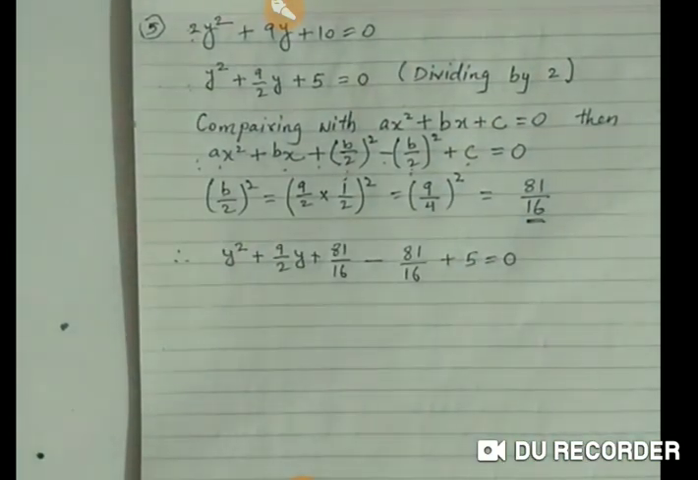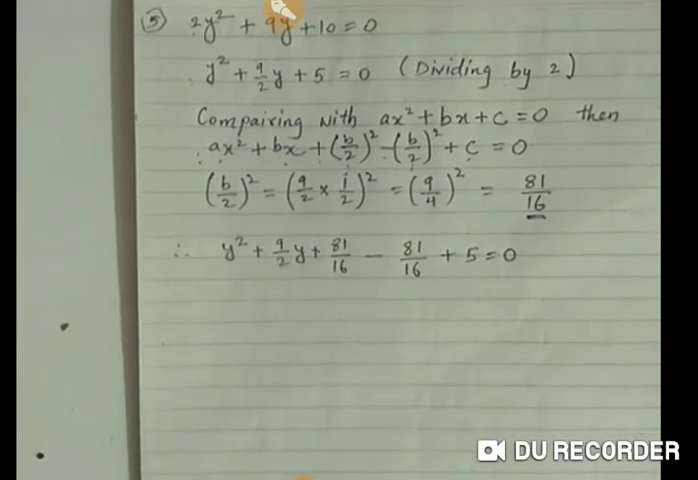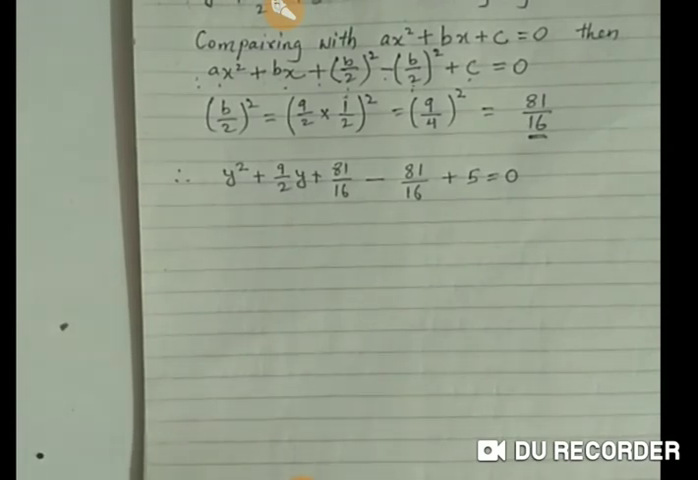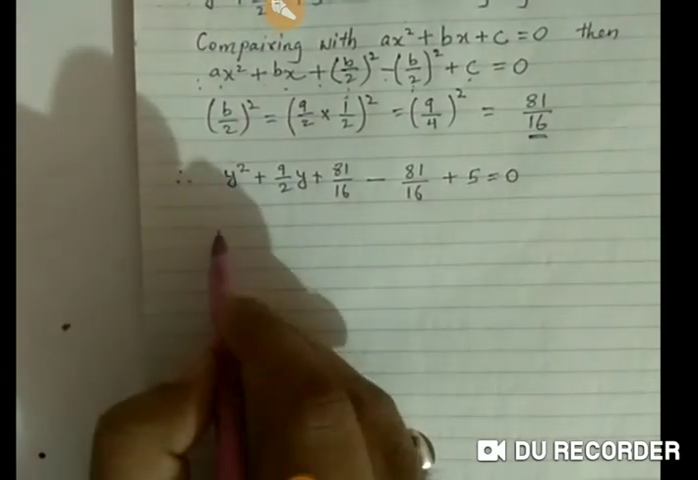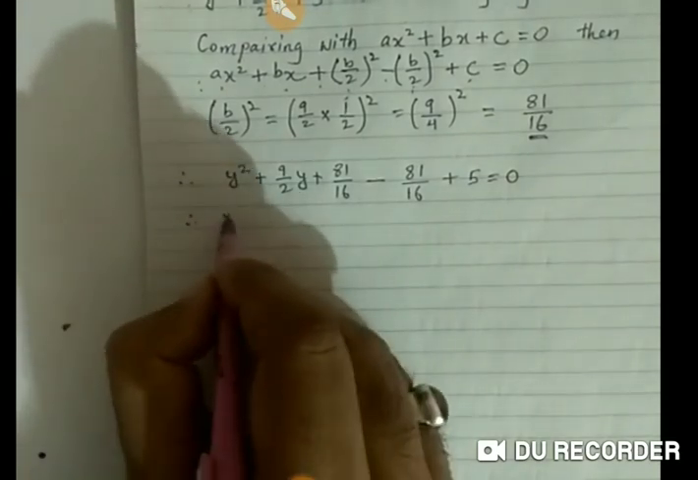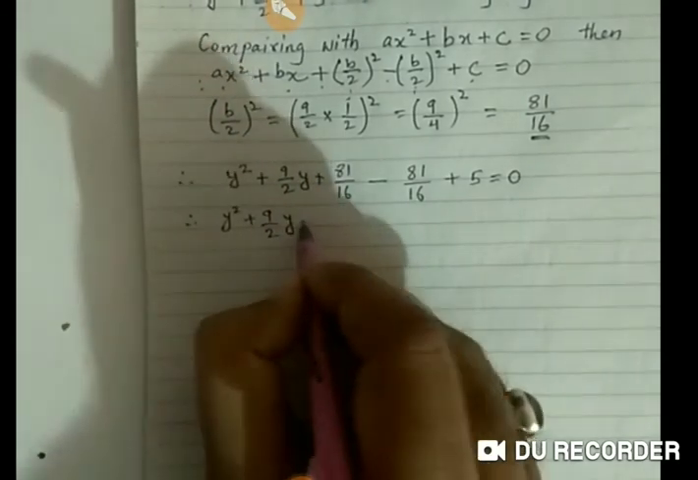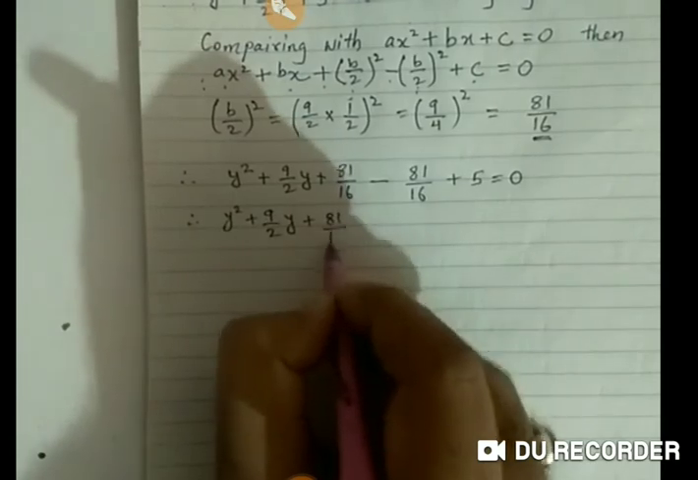So it is done. Now next we will group the terms of this equation in pairs. In the first pair we are going to take the first 3 terms, in the second pair we are going to take the last 2 terms. So the first 3 terms are y square plus 9 by 2 y plus 81 upon 16. These are the first 3 terms, so you can write them.